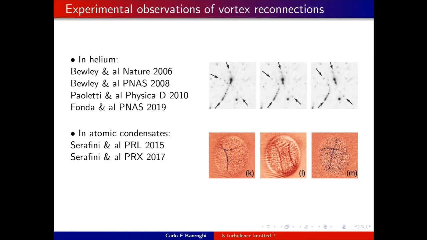And at the bottom you see figures taken, again in the laboratory, in atomic condensates at the University of Trento in Italy. So we've been part of this project. And you see vortices which approach and reconnect. So Feynman was correct.